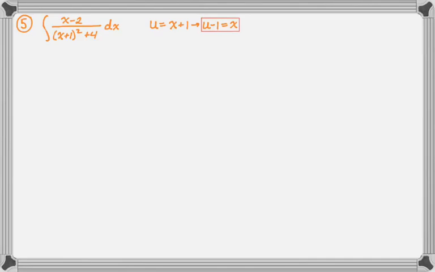So I'm going to replace that with u minus 1 and end up with u minus 3 in the numerator. But let's keep going here. I need to find du. And du is just dx, which is always a good situation. So here, let's make our replacements. In the numerator, I let x equal u minus 1. U minus 1 minus 2 is u minus 3, over x plus 1, which is equal to u. So this became u squared plus 4. And then dx is du.